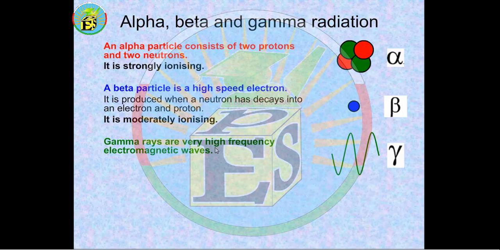Gamma rays are very high frequency electromagnetic waves. This is a wave, not a particle, but we studied before that any particle has a dual nature. Dual nature means particle nature and wave nature.